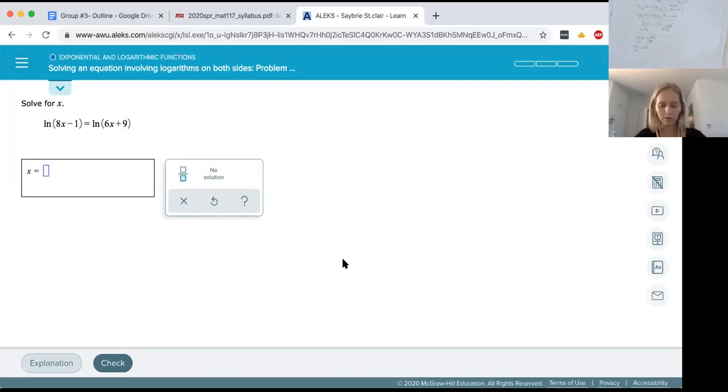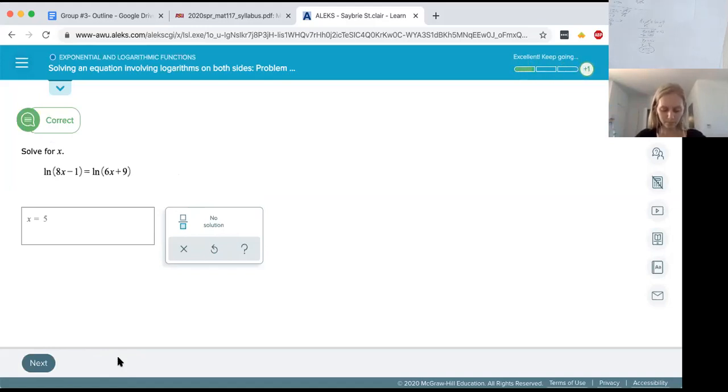Okay. All right, this problem is way easier though, because for this problem, all you have to do is drop the natural logs and solve 8x minus 1 equals 6x plus 9. Hopefully you can see that math right there. So I'm going to add 1 to both sides. I'm going to take away 6x and divide by 2. I'm pretty sure that one's just going to be plain old 5. Piece of cake on that one.